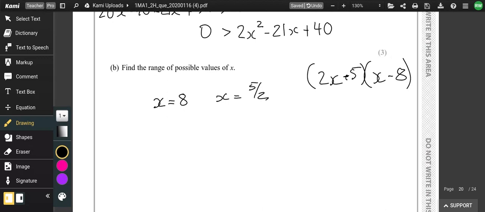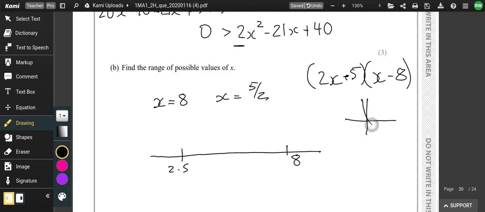Okay, so let's just draw a number line here. And we have 8 and 5 over 2 is 2.5. So let's just put that there. This is a positive quadratic graph because we've got a 2x squared. So we know that the graph is going to do this kind of thing. Okay, and so we can imagine that it's going like this, if the number line represents the x-axis.